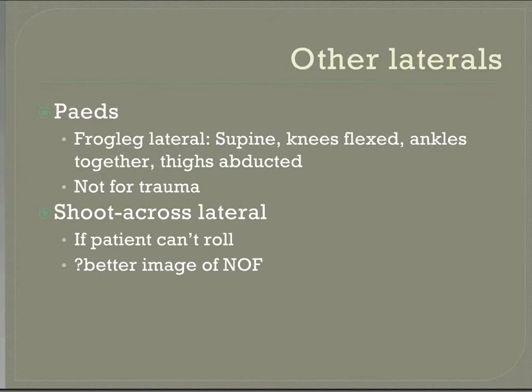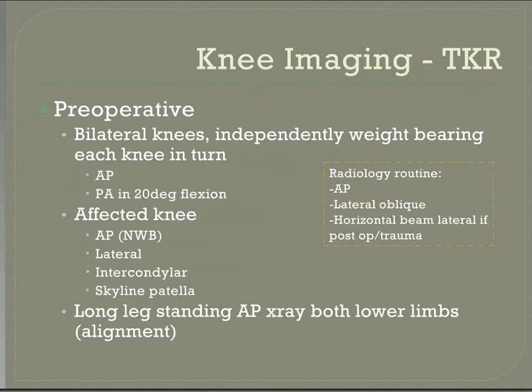And then for preoperative total knee joint replacement, the request is for bilateral knees with independent weight bearing on each knee, and also within that to have one view with the knee in 20 degrees of flexion, and then focusing on the affected knee to have AP, lateral, intercondylar and skyline views as well as the long leg. From a radiology point of view, the routine that is done is an AP, and occasionally in 20 degrees of flexion, as well as a lateral oblique and, in a trauma setting, the horizontal beam.